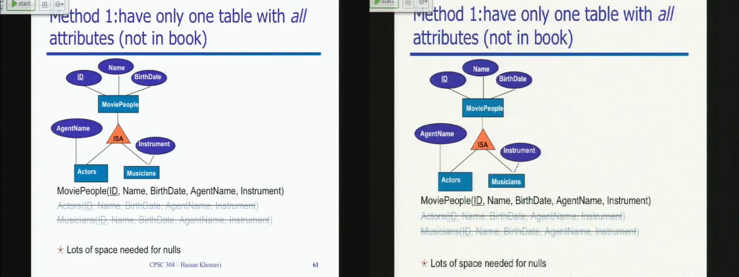Table. That big table is going to have the attributes of my movie people and agent name and instrument. And I only have one table. One problem is that there's going to be lots of nulls because my musicians will not have agent names and my actors won't have instruments. But that's just one of the problems. Talk it over with your neighbors and see what other problems you can find.